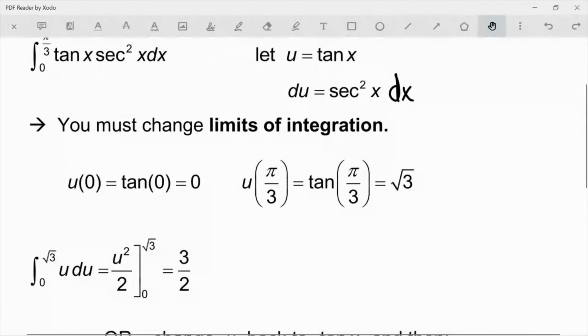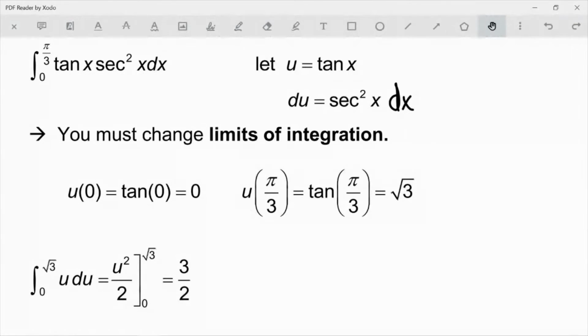So you can see pretty easily that tangent x is just going to be u, and secant squared x dx is going to be the du. But the thing that's a little bit tricky down here, notice these limits of integration have changed. Now, the reason they changed is because these values we started with, those were x values. We're rewriting our integral in terms of u, so we need the limits of integration to change to values that are going to correspond to what u is.